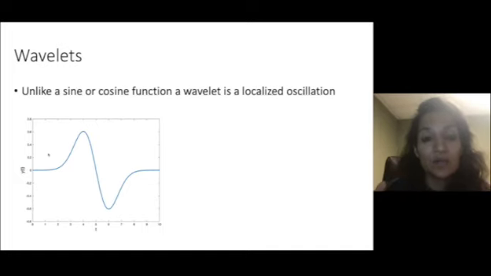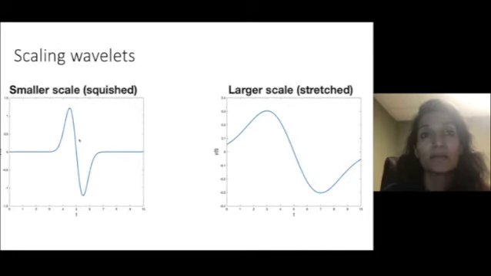Unlike a sine or cosine function, these don't oscillate forever. They are flat, and then there's sort of an oscillatory blip, and then they flatten out again. So that means they're localized somewhere in time. And so what you can do is you can create a whole dictionary of wavelets out of your mother wavelet, which was here, by scaling the wavelet.